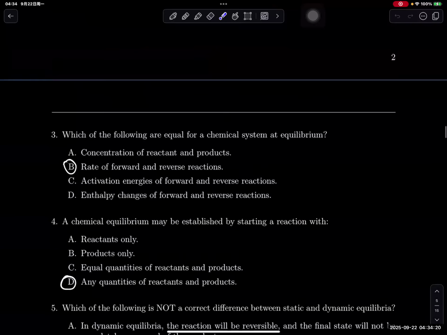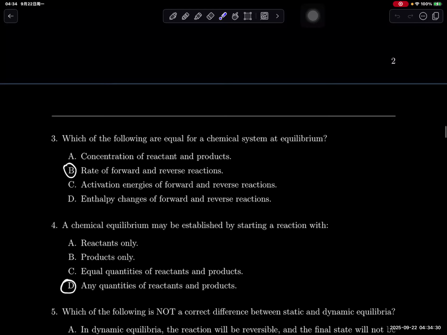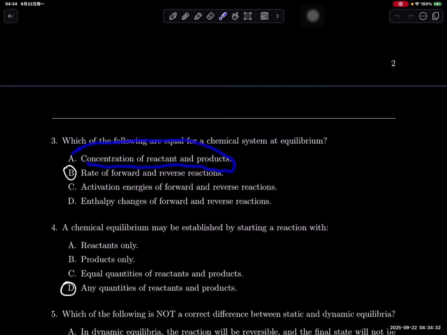Okay, question 3. Which of the following are equal for a chemical system at equilibrium? By definition, it will be the rates of the forward and reverse reactions. It's not necessarily the concentration. Concentrations are not necessarily equal in dynamic equilibrium, but rates are.